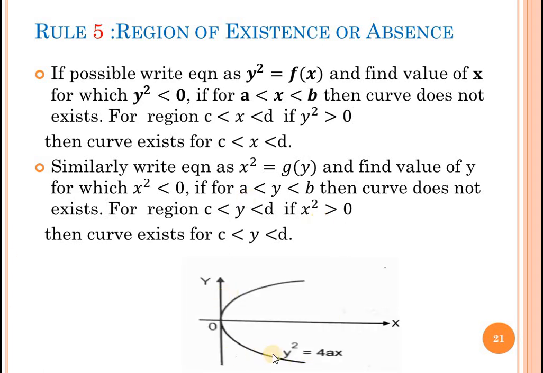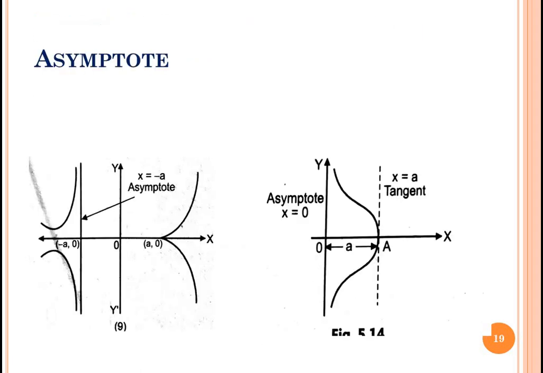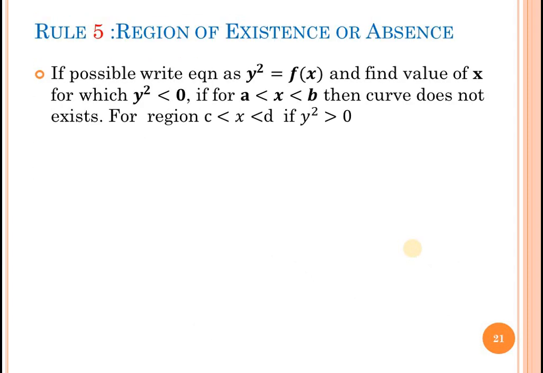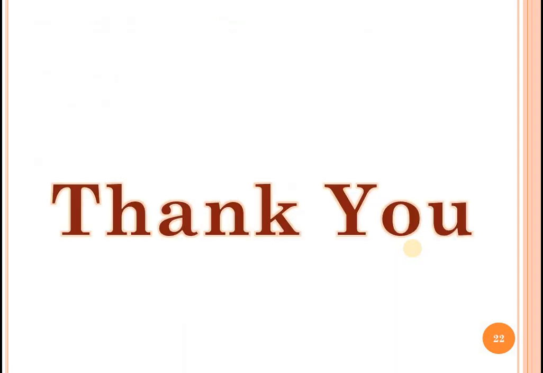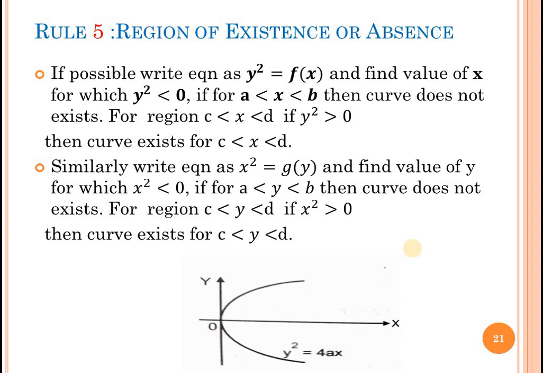So here, when x is negative, y square becomes negative. So it is not possible. Therefore the curve does not exist for x less than 0. So the curve exists only in the region x greater than 0. Also, if we observe this, in this region the curve does not exist, and the curve exists in this region and in this region. Here also the curve exists only between 0 and 3. So in this way, according to the equations, we find the region of existence.